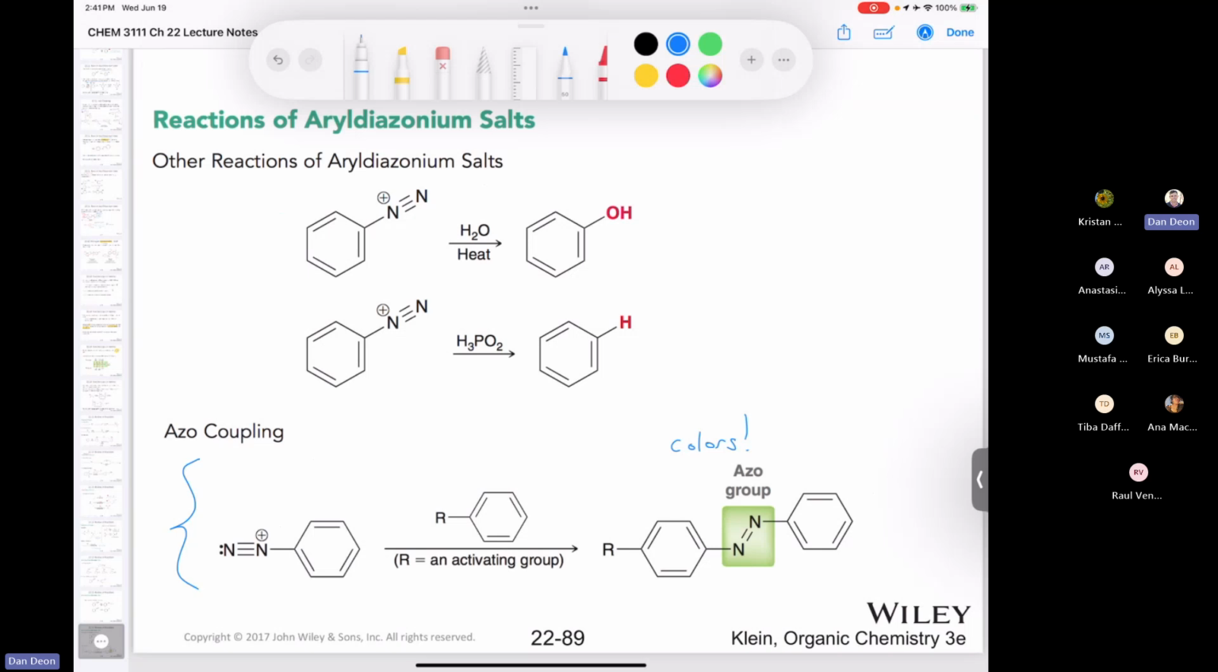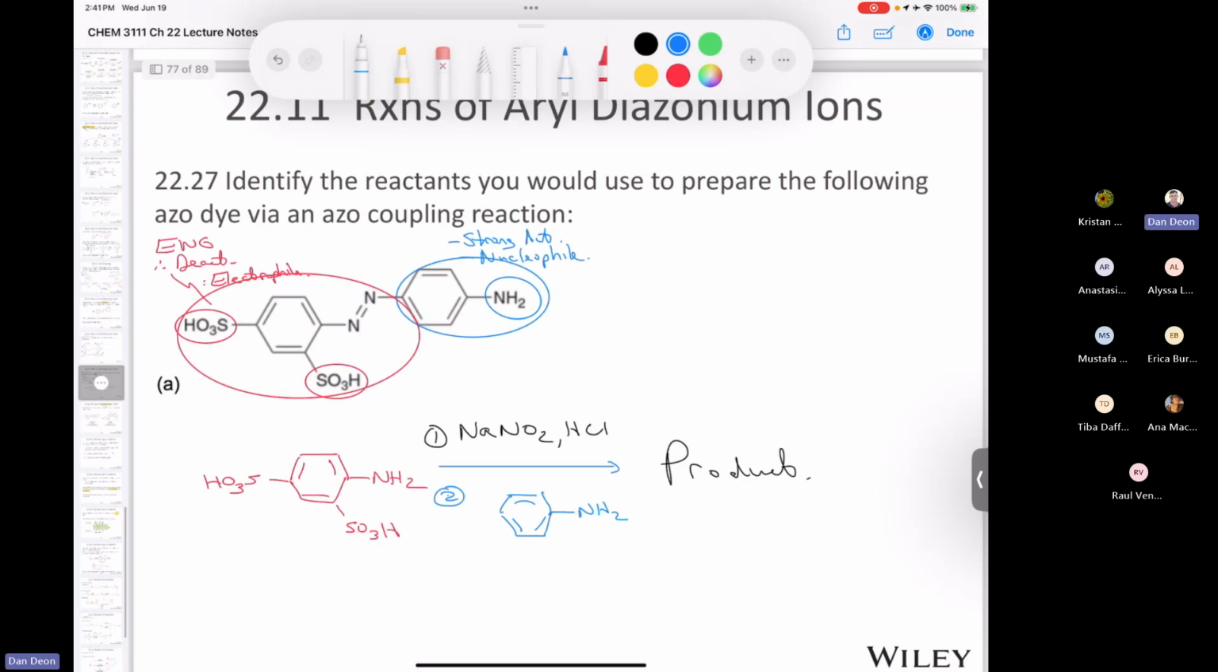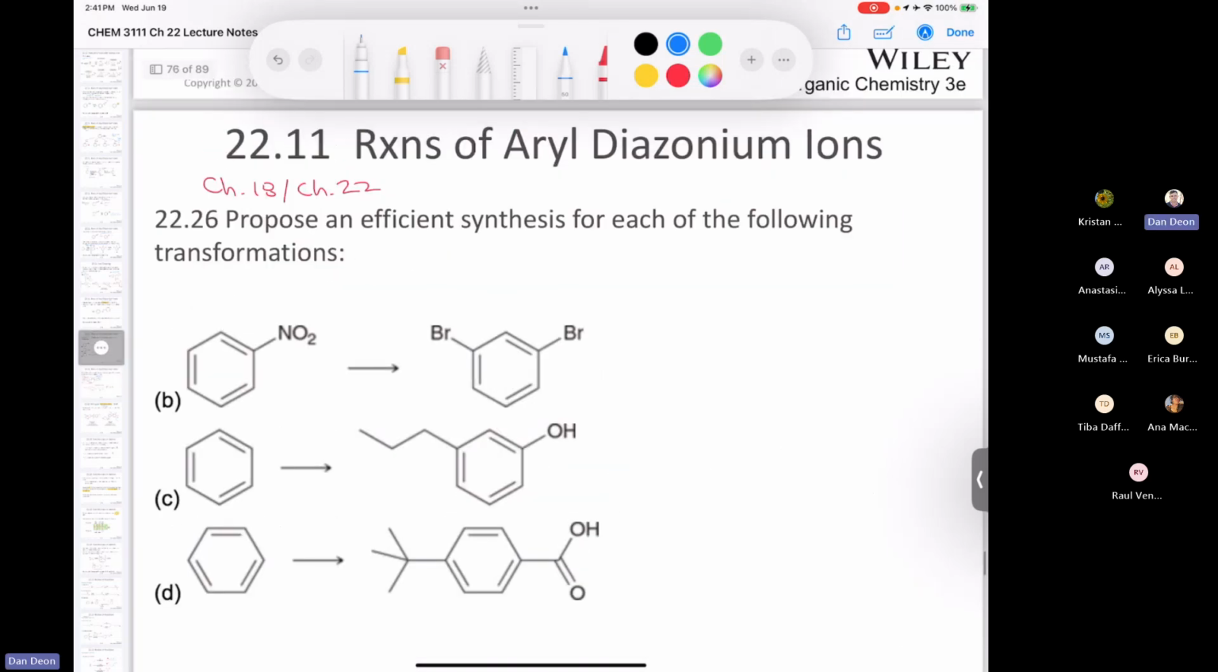So what we'll do now is take a short break, and then we're going to come back and see if we can do these syntheses. We're taking this nitro compound, nitrobenzene, and we want to make meta-dibromobenzene. Here we're taking benzene and making a phenol derivative. And in the last one, we're making para-tert-butyl benzoic acid, all from benzene.